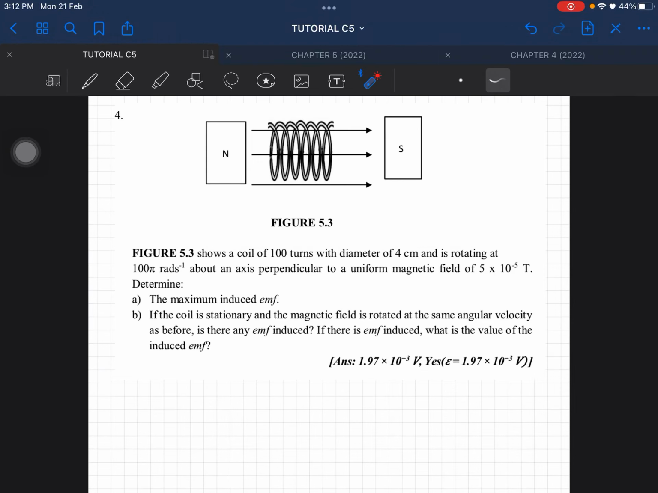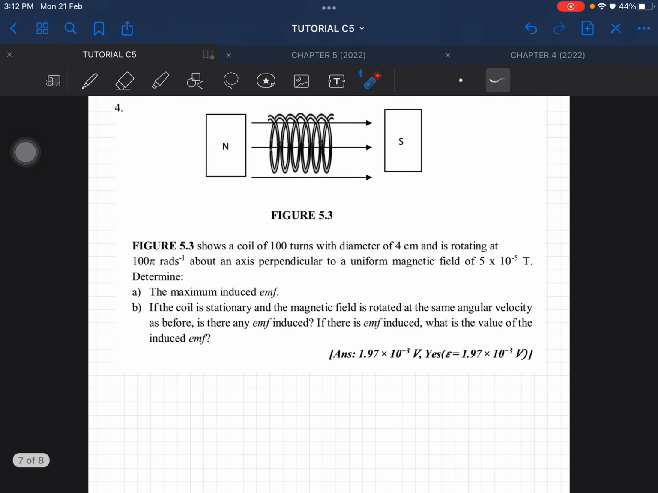Question 4. This figure shows a coil of 100 turns with a diameter of 4 centimeters, rotating at 100 pi radians per second about an axis perpendicular to a uniform magnetic field of 5 times 10 to the power of negative 5 Tesla. This is a rotating coil, and we have to determine the maximum induced EMF and explain it.